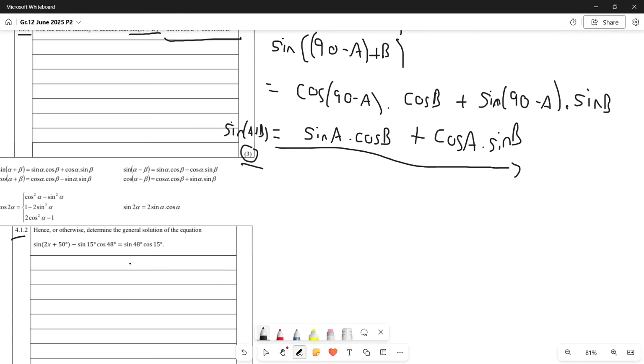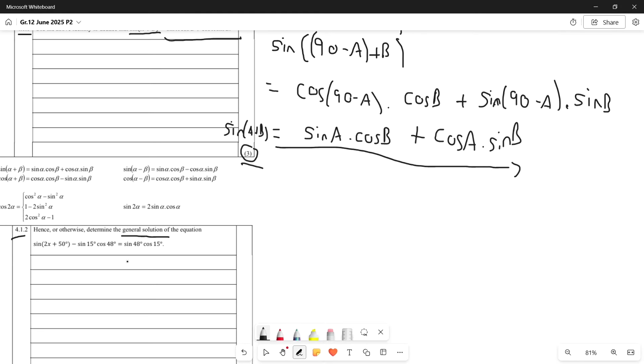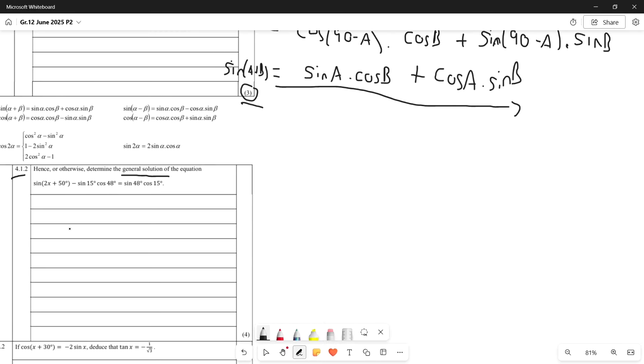So we'll just repackage it. But in order to do a general solution, what we need to do is take the sine 15 to this side. So for a general solution, we would look if we had the same trig functions, and then we would try and divide by them, or we would see how we could factorize.